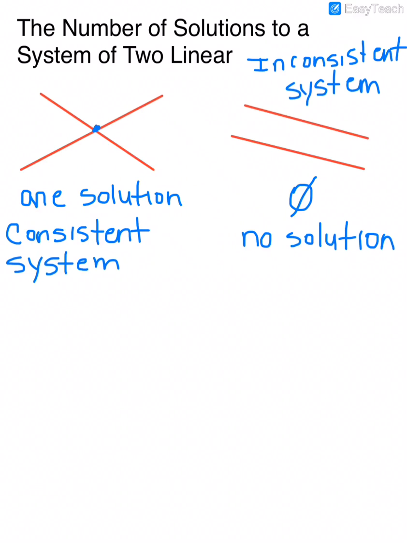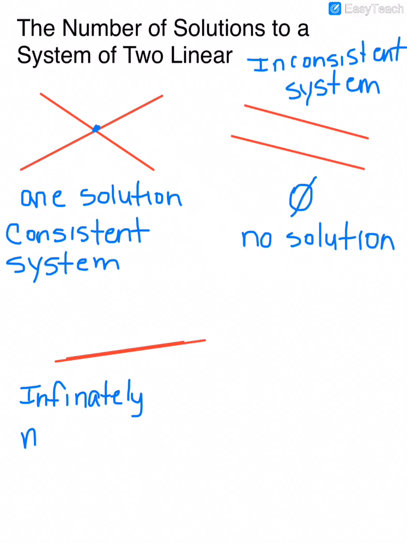And then the third possible type of solution that we could get is if we had two lines that are the same, or two lines on top of each other. Okay, so if we have two lines on top of each other, then that means every point on both lines they're touching. So there's infinitely many solutions. And we call this a dependent system.